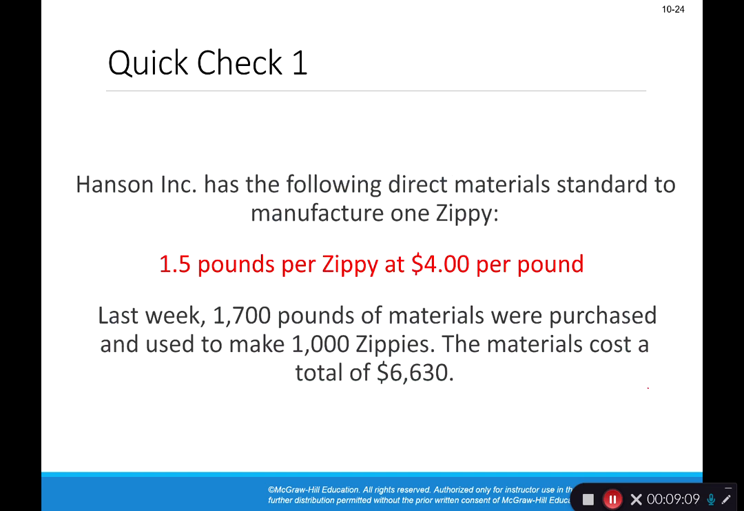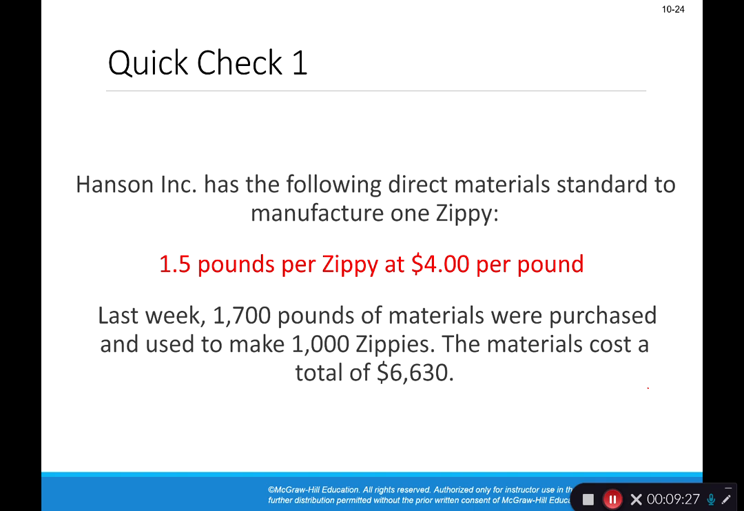All right, the other type of question we're going to go through deals with Zippy, and this is going to be your chance to practice, so I highly recommend that you pause the video when we get to our quick checks, which will deal with Zippy throughout, and you try to calculate the answers.